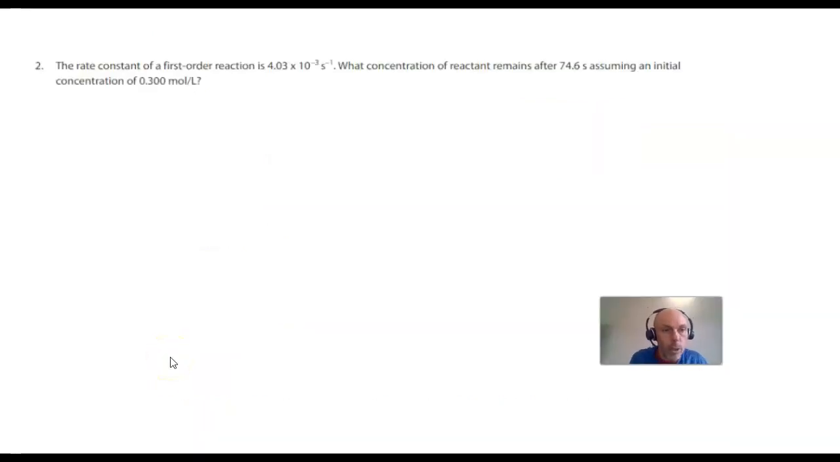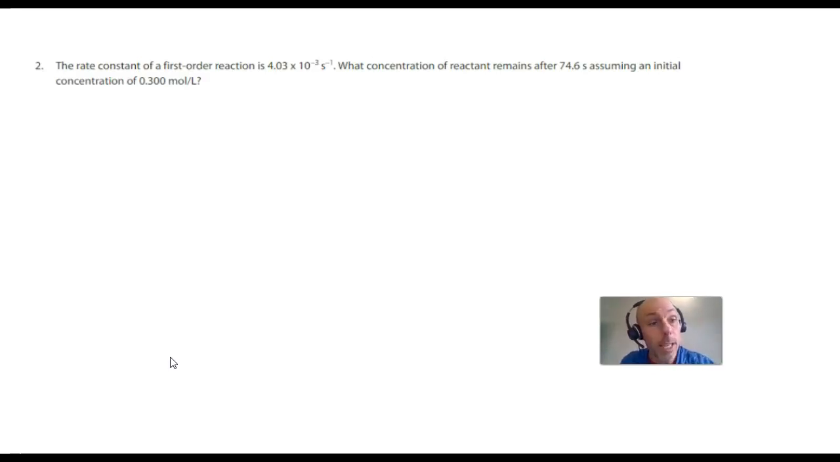So question 2 says the rate constant of a first order reaction is 4.03 times 10 to the minus 3 inverse seconds. What concentration of reactant remains after 74.6 seconds, assuming an initial concentration of 0.3 moles per liter? This will be an integrated rate law problem. We will use the first order integrated rate equation, which has all these variables in it, including the one we want to find, to solve this problem.